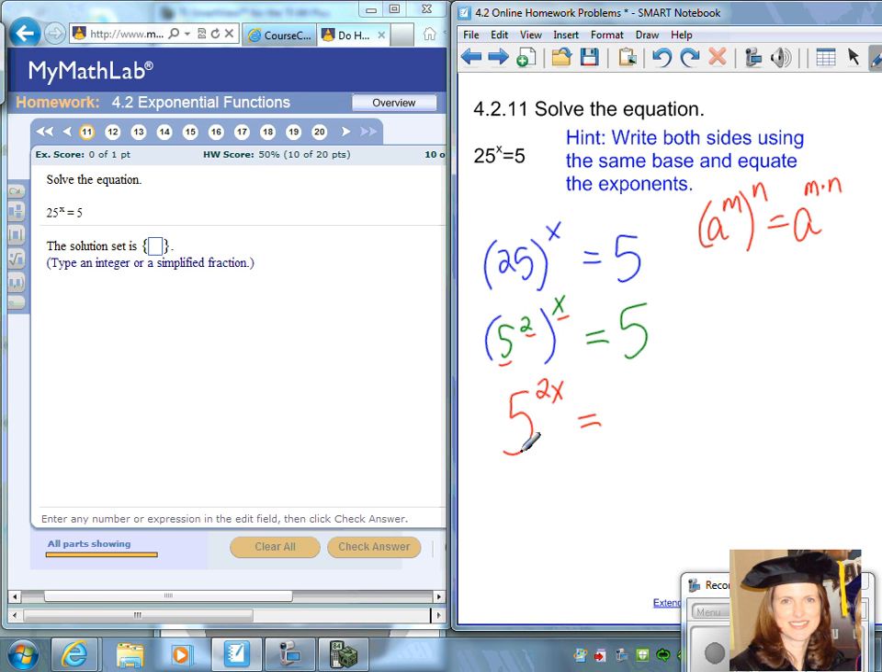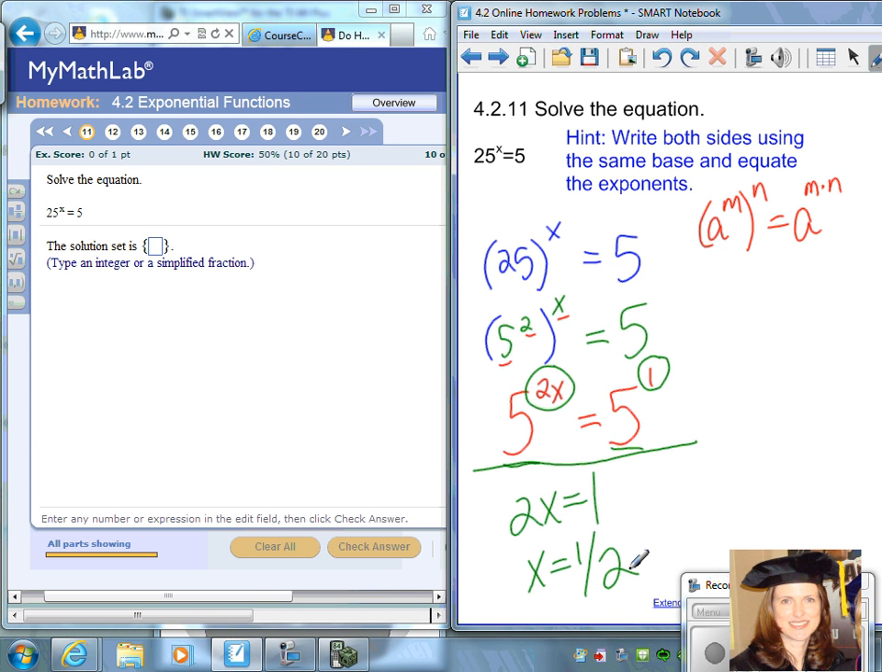So on the left side, the base is 5 and the exponent is 2x. On the right side, the base is 5 and the exponent is 1. If both sides have the same base, you can equate the exponents. It's kind of like dropping the bases, and you write an equation that this exponent is equal to this exponent because this base is equal to this base. We have the equation 2x equals 1. Then solving for x, we get x equals 1/2.